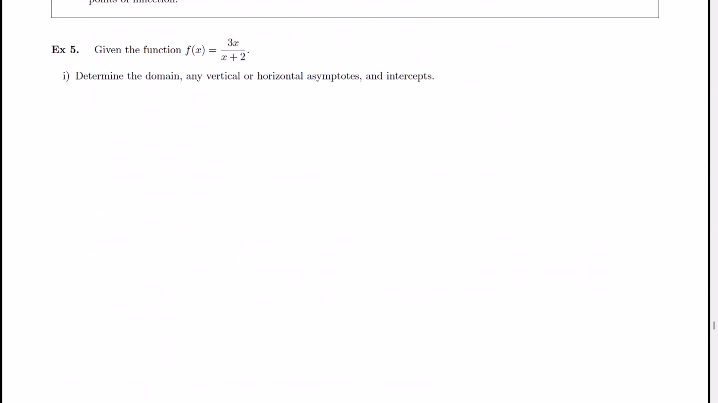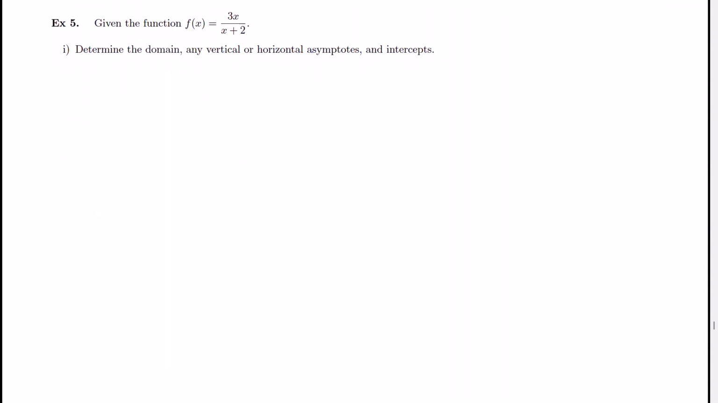So we will illustrate all these steps with example number 5, where the function is f of x equal to 3x over x plus 2. In part 1 of the problem, it says to find the domain, any vertical or horizontal asymptotes, and the intercepts. So let's start by finding the domain of the function first.